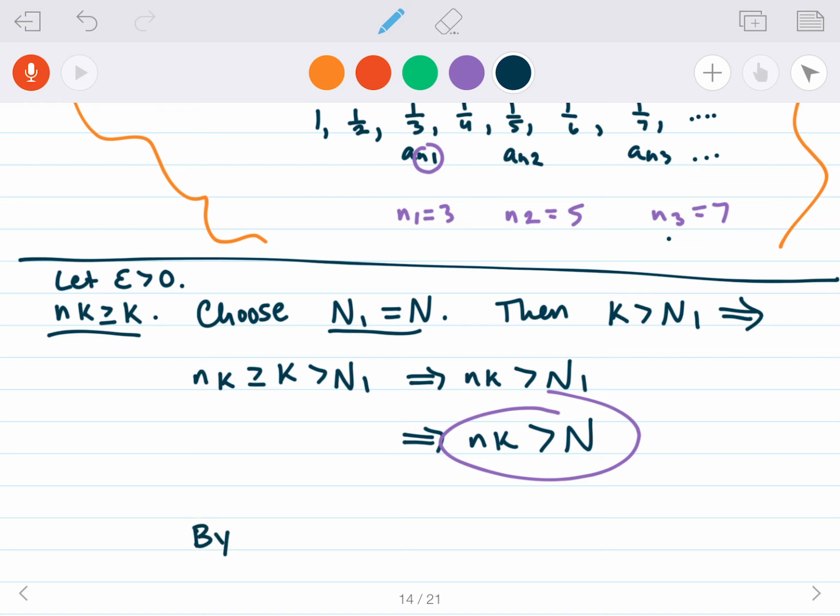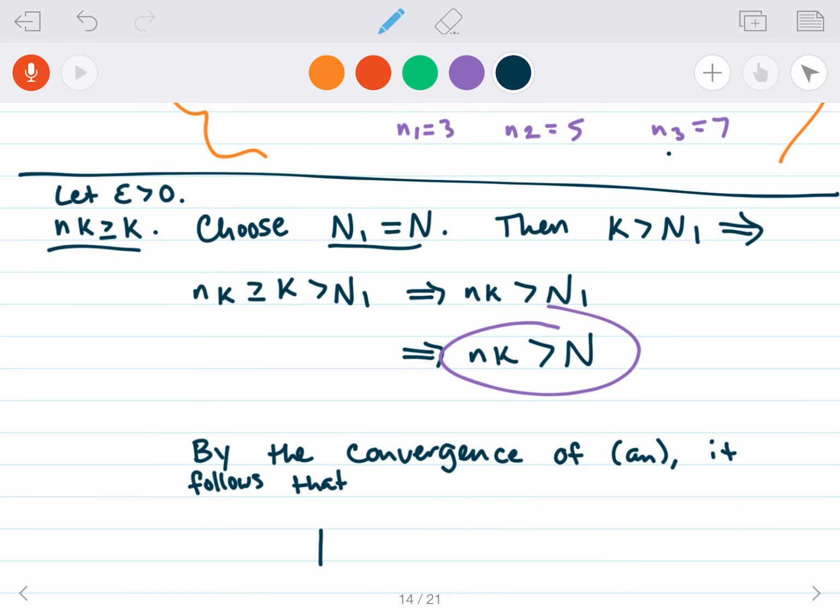All right, so by the convergence of the sequence, remember, if we're far enough in the sequence, that means that all of the terms in the sequence after that point get close to L. Okay, and we're done with the forward direction, and I'll just leave the backwards direction as an exercise.